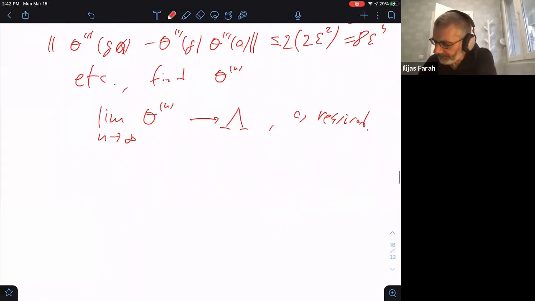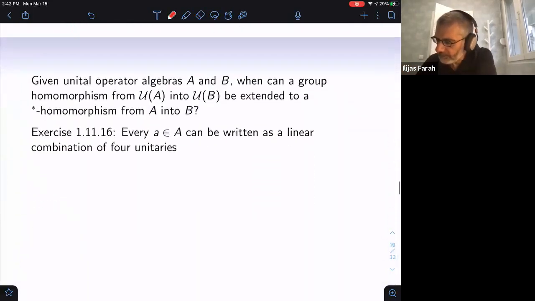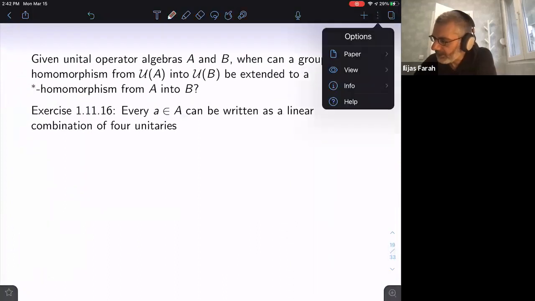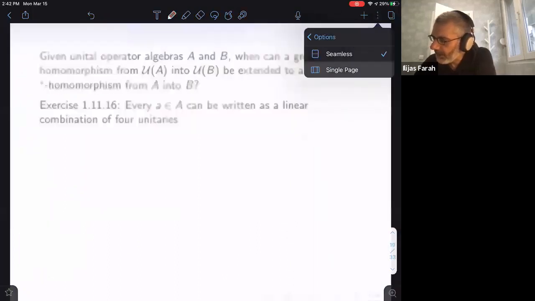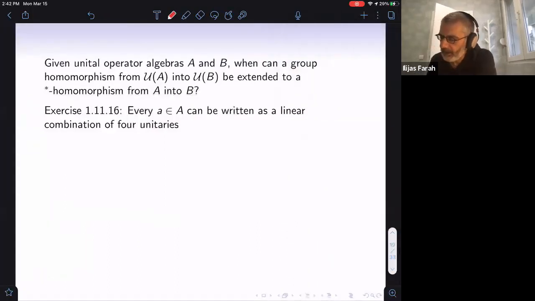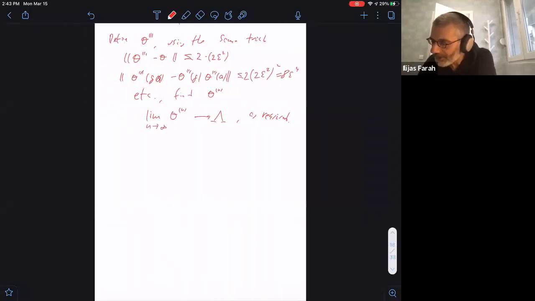Now what do we have? We have unital operator algebras A and B, and a group homomorphism between their unitary groups. The question is, when can it be extended to a star homomorphism from A into B? Oh yes, epsilon. So as always, Pedro has a good question.